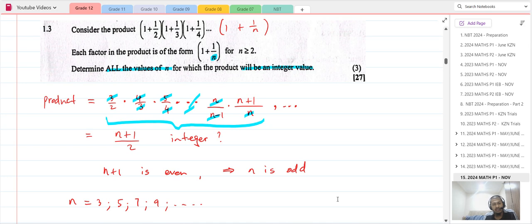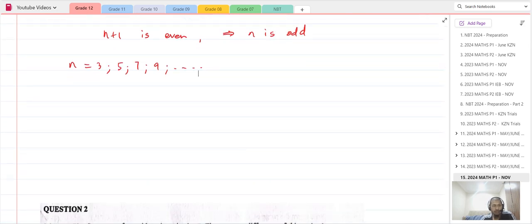I think this should be the way of solving it. If you have any other methods, don't forget to comment. Right? Thank you. Let's continue with this question number 2.